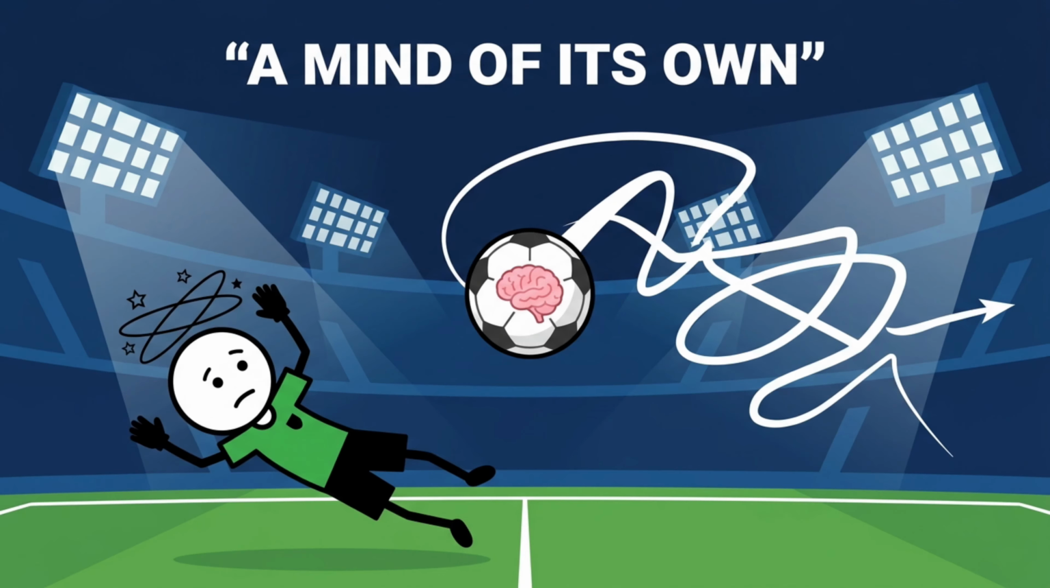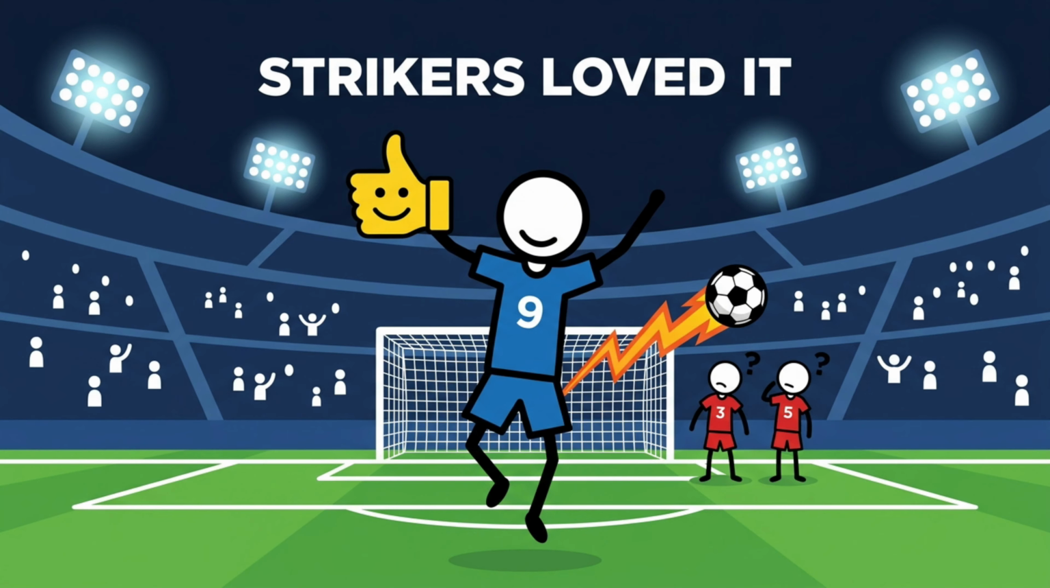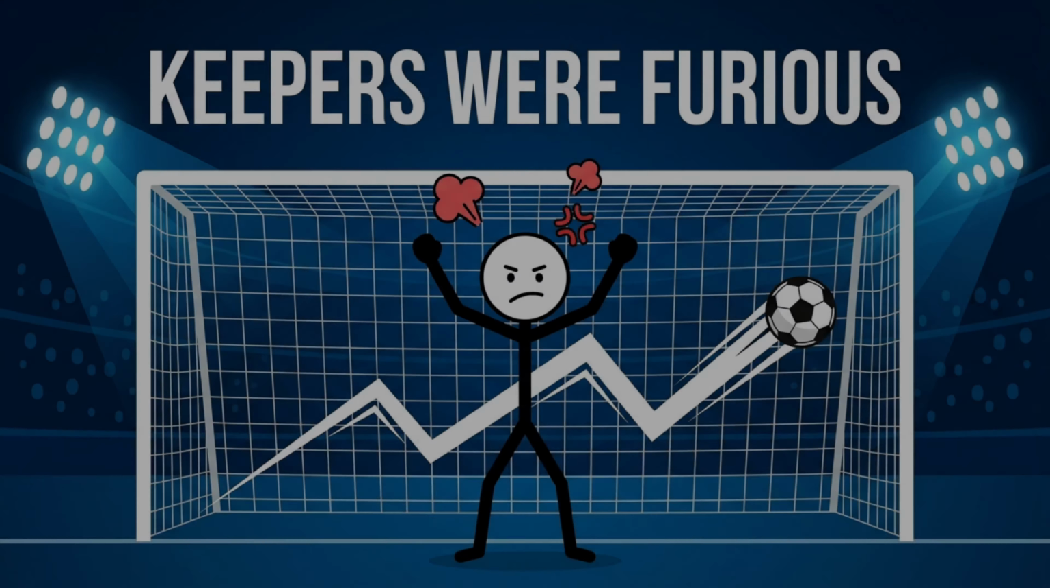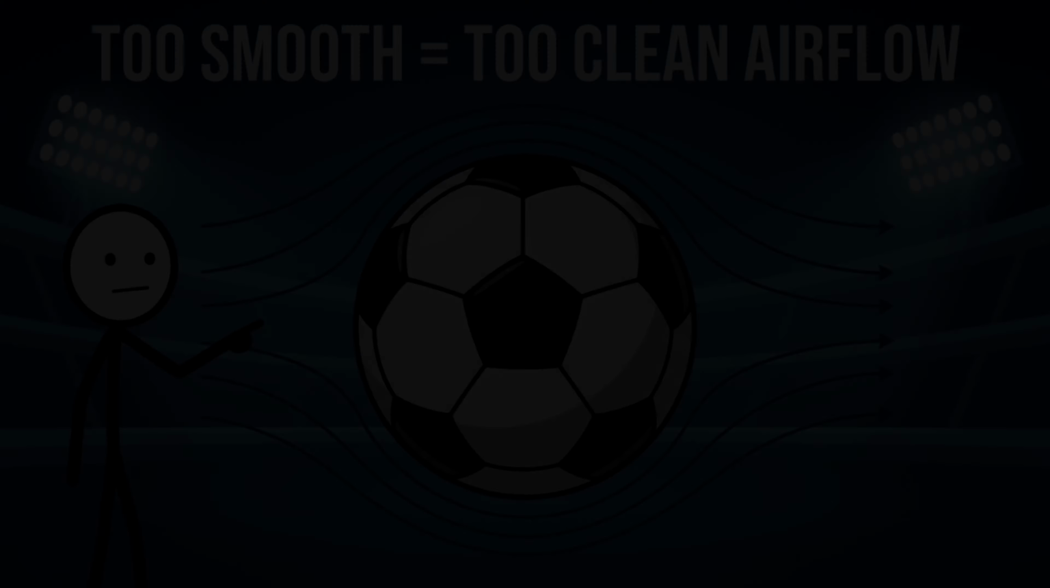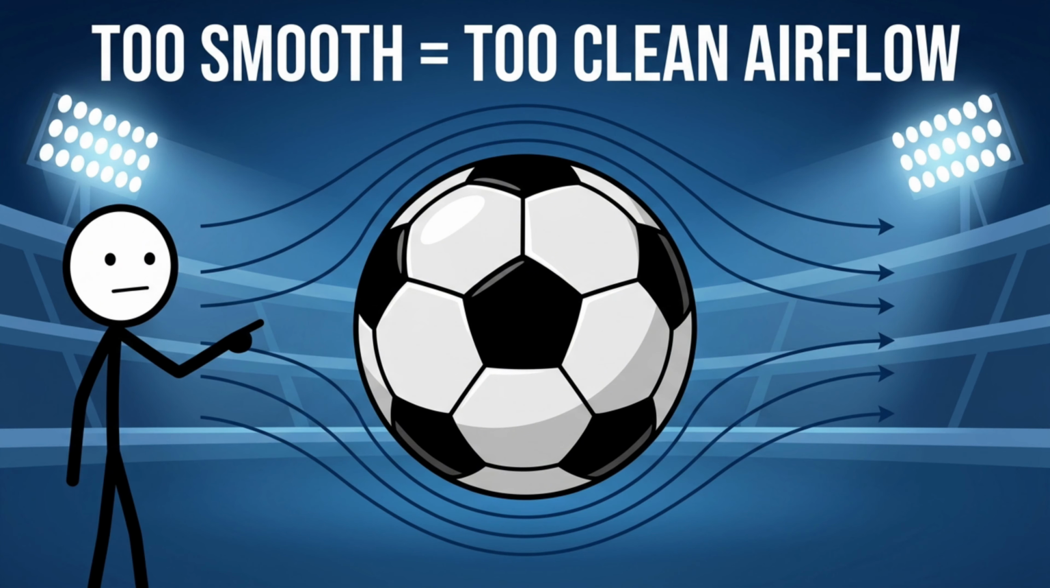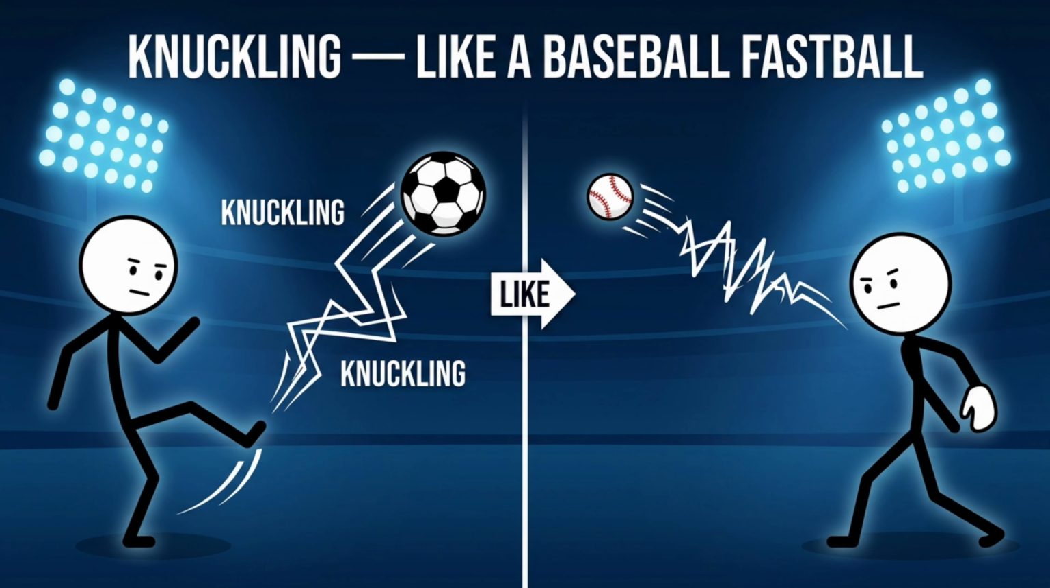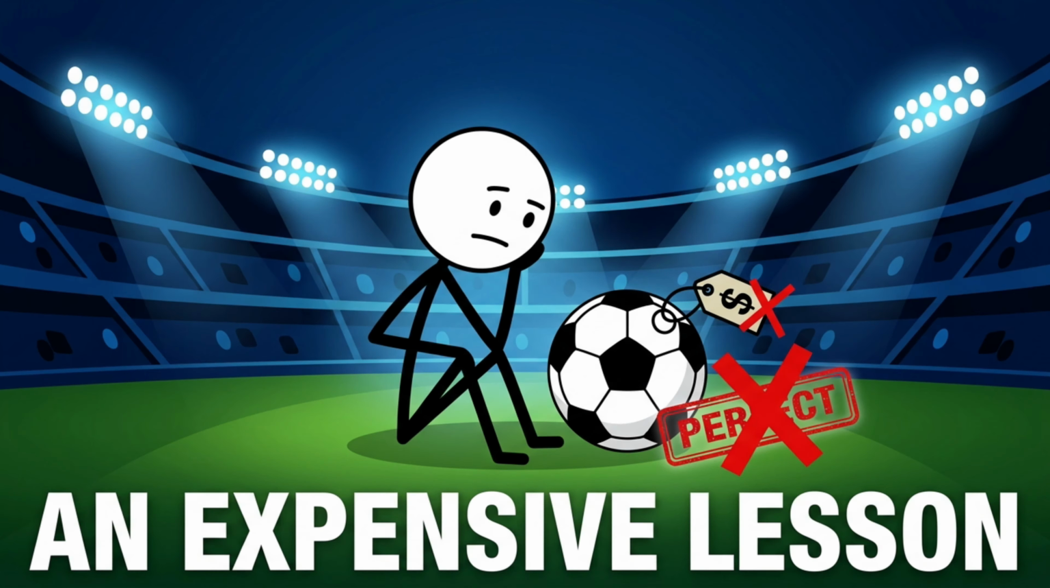Goalkeepers hated it. Professional keepers said the ball moved unpredictably in the air, like it had a mind of its own. Strikers loved it because random movement made shots harder to read. Keepers were furious because random movement made shots harder to stop. See the problem? Turns out, when you make a ball too smooth, air flows around it too cleanly, and that actually creates unpredictable knuckling, kind of like a fastball in baseball that just refuses to fly straight. Adidas learned an expensive lesson. Perfectly smooth isn't perfectly good.